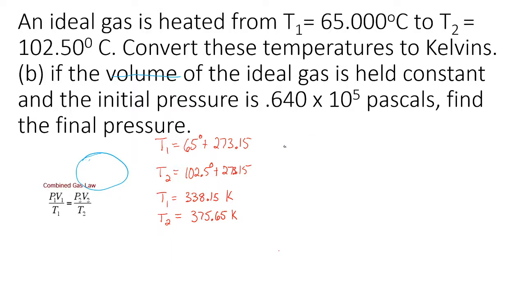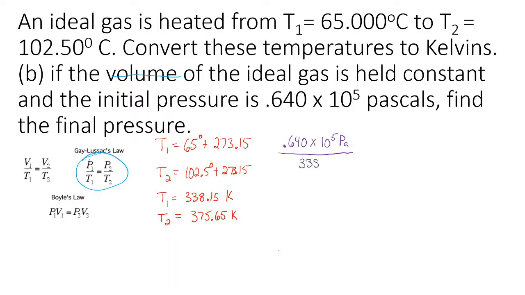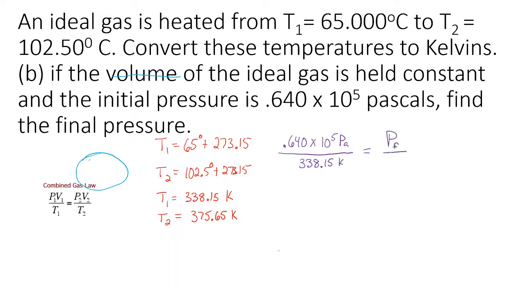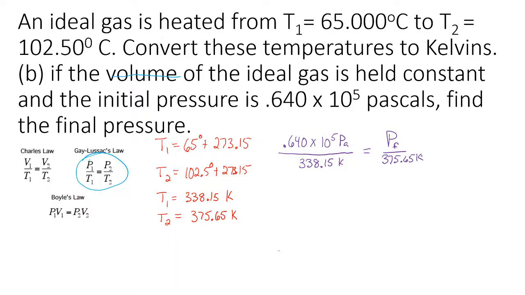Now we'll use Gay-Lussac's law to say that the initial pressure is 0.640 times 10 to the 5th pascals, and we're going to divide that by the first temperature, which was 338.15 Kelvin. That's going to equal our final pressure over our final temperature, which is 375.65 K.